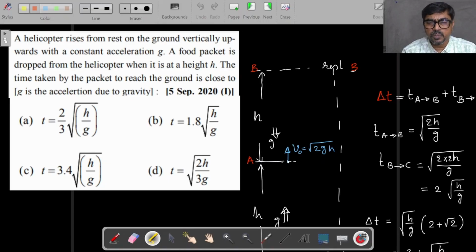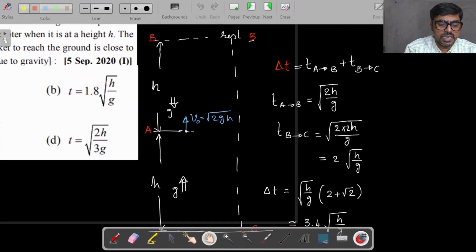Okay, so one important concept is the concept of inertia. When the packet is released, or dropped, the velocity will continue, right? Whatever is the velocity it is having inside the helicopter, the same velocity will continue, but acceleration has no inertia. Acceleration can suddenly change. Inside the helicopter it is having g acceleration upward. The moment you drop it, acceleration becomes g downward. So acceleration will change suddenly, but velocity doesn't change. That's a point that we need to focus on.